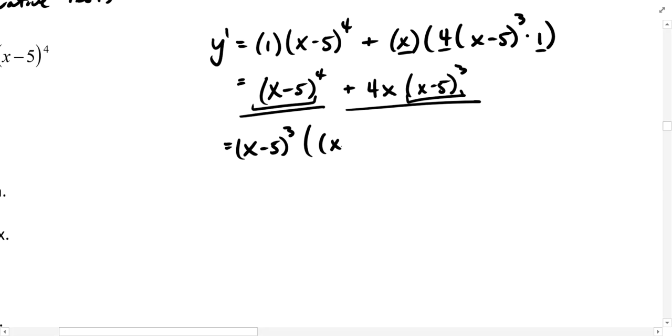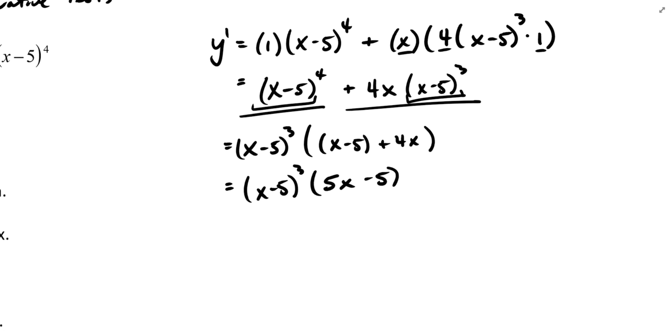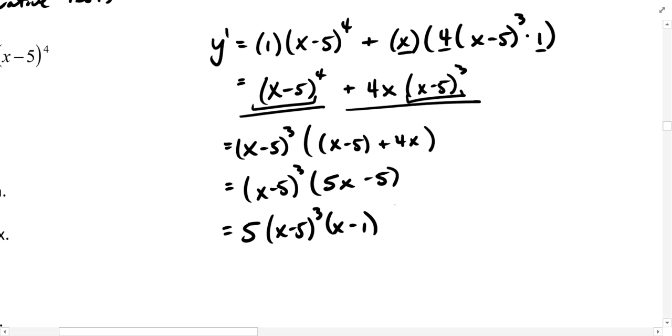And that leaves us with x minus 5 to the 1st power plus 4x. And if we clean this up just a little bit more, we've got x minus 5 cubed times, and see these like terms, 1x plus 4x makes 5x minus 5. Or I guess better still, we can factor out a common factor of 5 now. X minus 5 cubed times x minus 1.